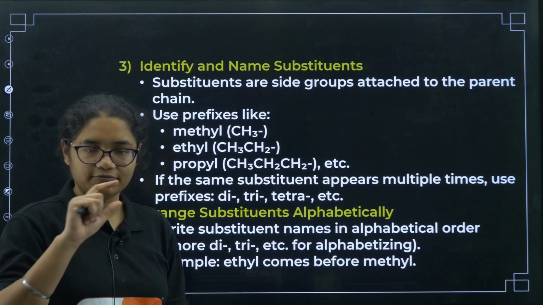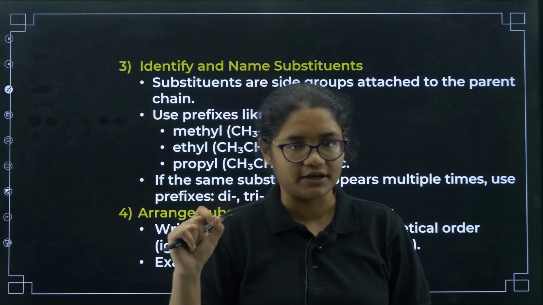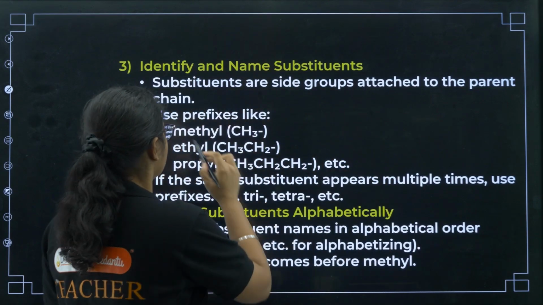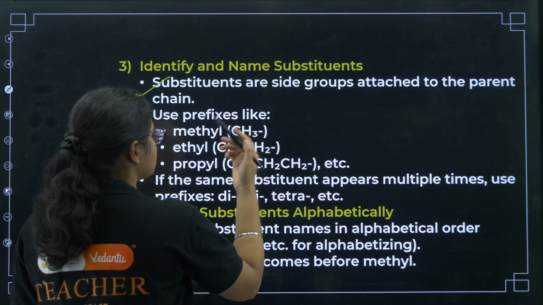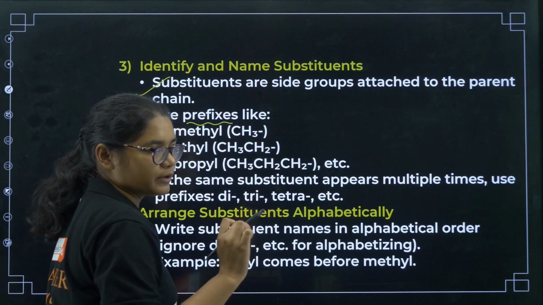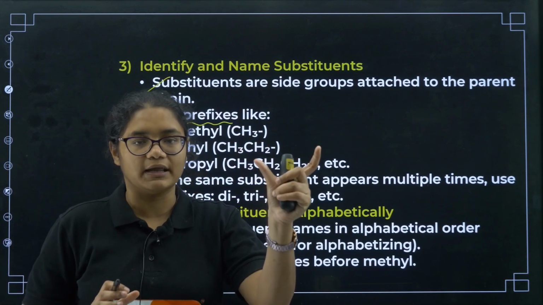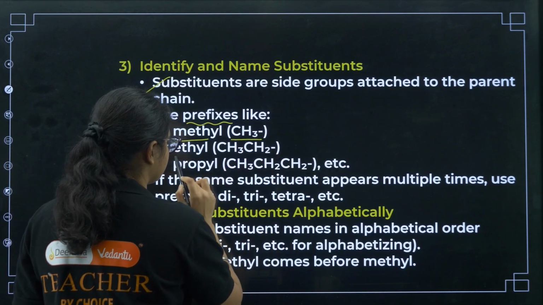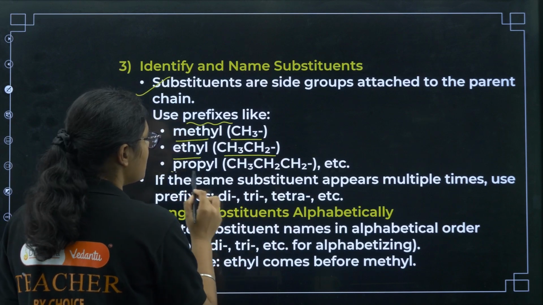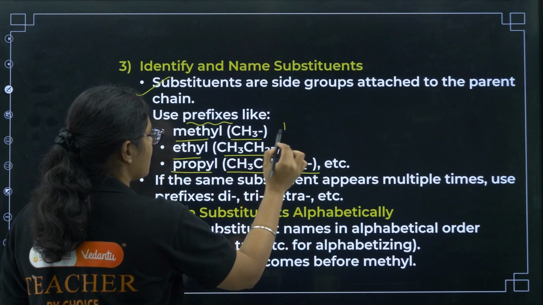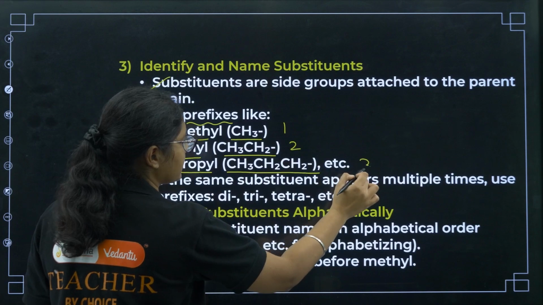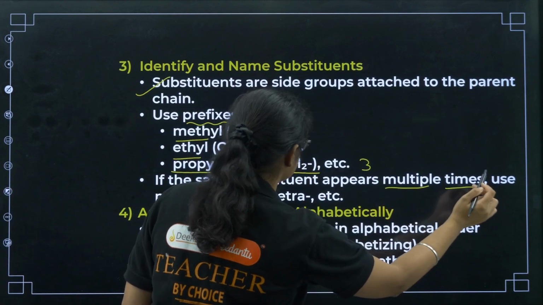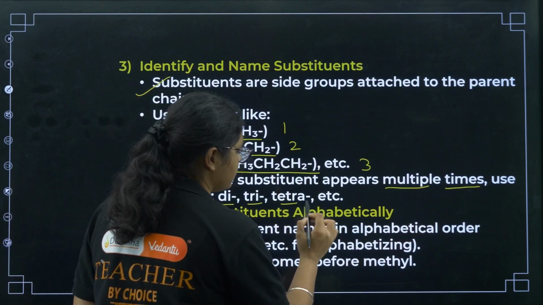So once you have found the longest carbon chain and numbered it, now you have to identify the substituent's name. Substituents are used in the prefix, so the first part of the name should be about the substituents. Substituents are named like methyl if you have a CH3 group, ethyl if you have a CH3CH2 group, propyl if you have this group. One carbon is methyl, two carbons is ethyl, three carbons is propyl. Now if the same substituent appears multiple times, use prefixes like di, tri, tetra, etc.